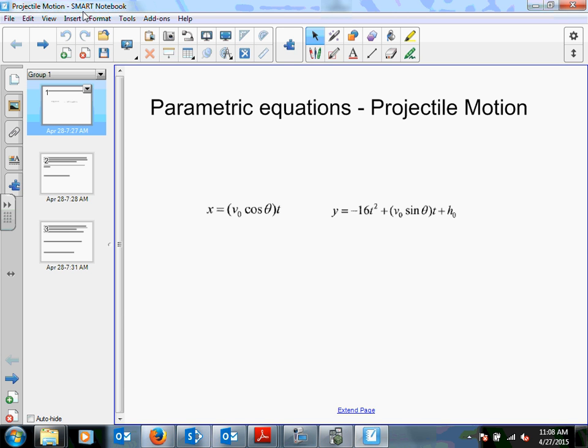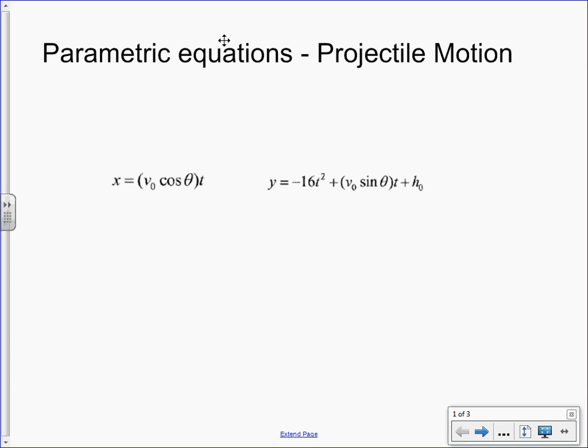Now, if we go back to the horizontal and vertical components he was talking about, we are going to have a set of parametric equations. Where x is representing what about our object? The horizontal distance our object has traveled, and y will represent the vertical distance our object is. So here is the set of parametric equations for projectile motion.